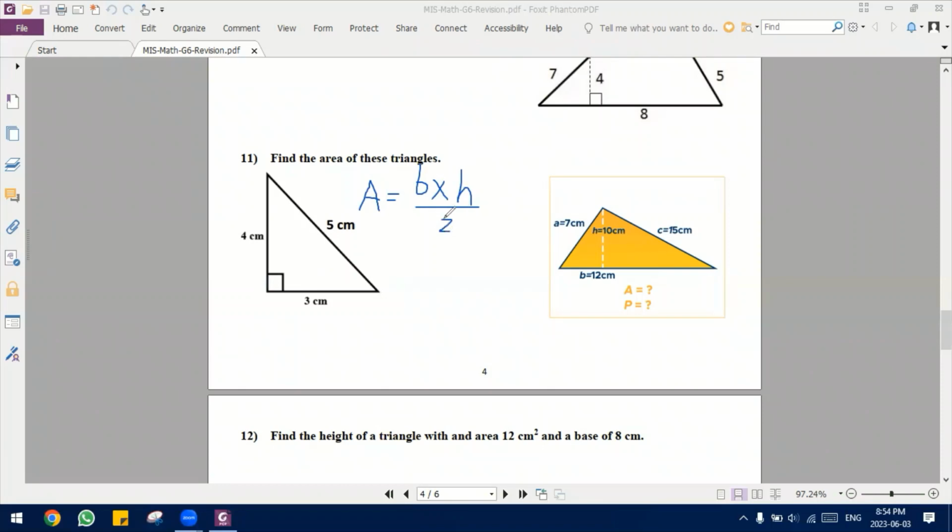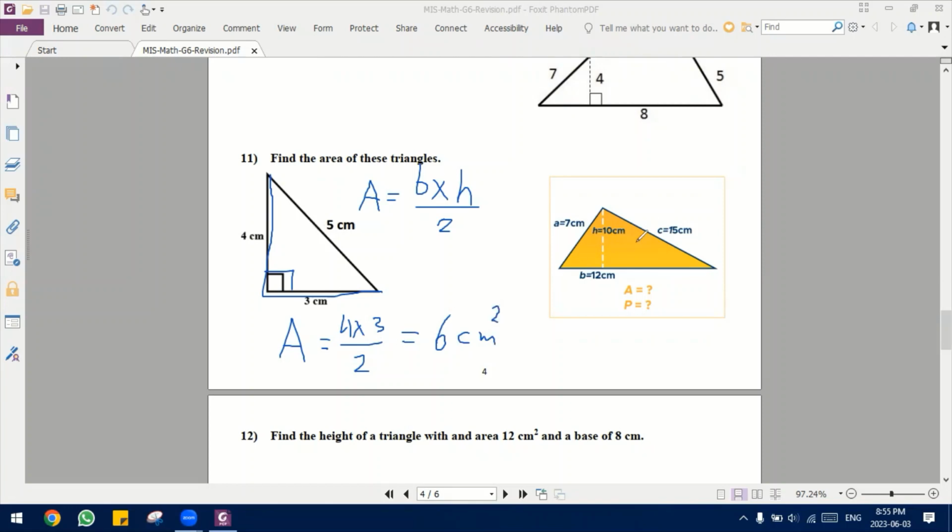Again, base times height, you should always search for the right angle. It's here. Then this is the base and this is the height. So the area will be 4 times 3 over 2. You can say 4 times 3, 12, divided by 2, 6. Or you can divide first to make the number easier. 4 divided by 2 is 2 times 3 is 6. The unit, centimeter squared, because it's an area.